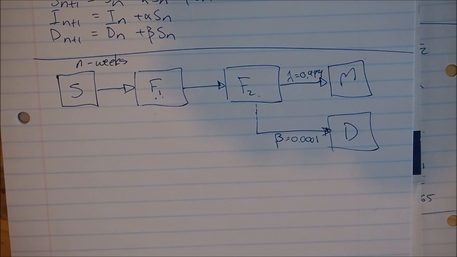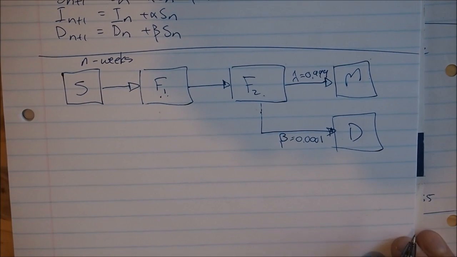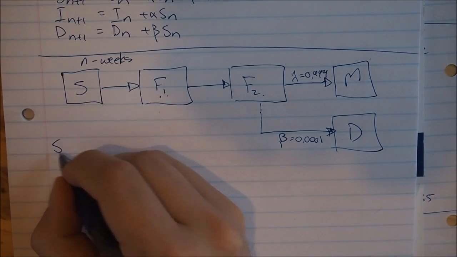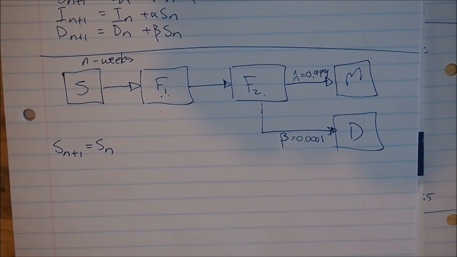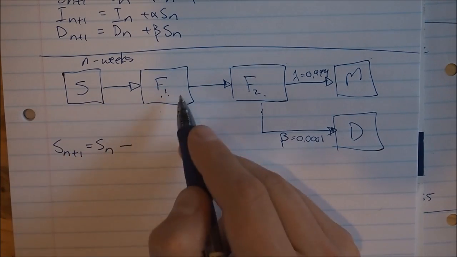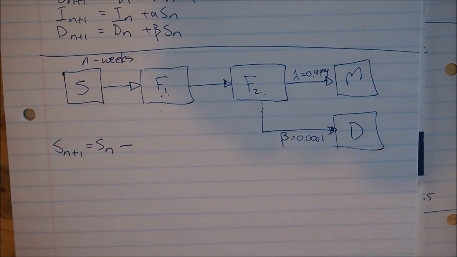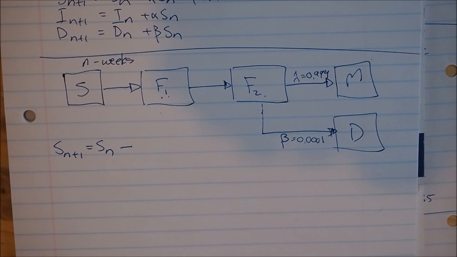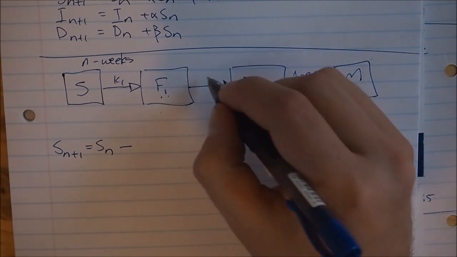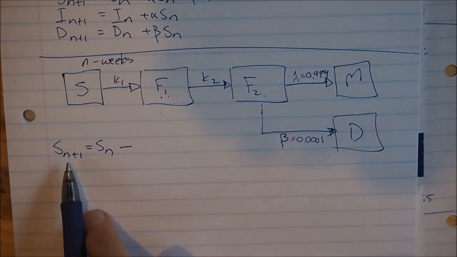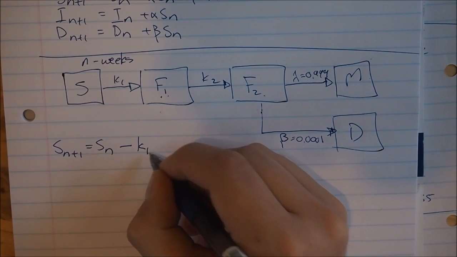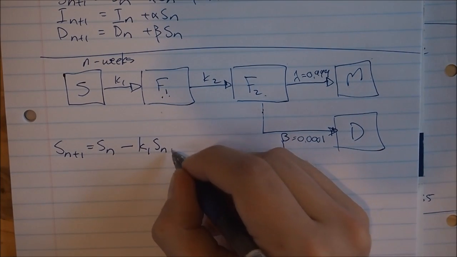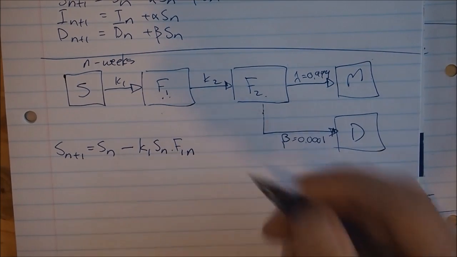Okay. So what we do is consider the number of susceptible people first. The number of susceptible people at the next time step is going to be the number of susceptible people that we currently have, minus the people that become infected. I'll call this K1. So the number of people that move from S to F1 is going to be K1 Sn times F1n.